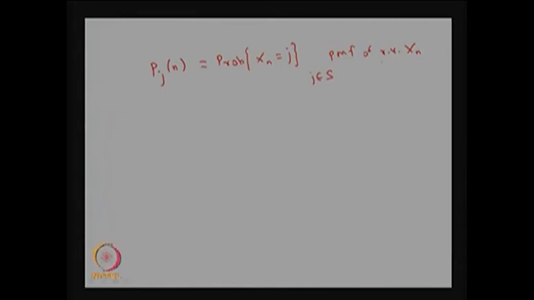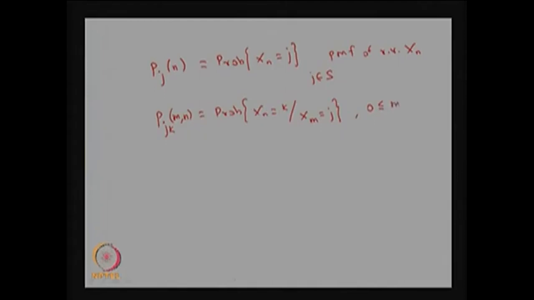This is the probability mass function of the random variable X_n. Similarly, I am going to define the conditional probability mass function as p_jk of n. That is nothing but the probability that X_n takes a value k, given that... I need two indices here, with the two variables m comma n. What is the probability that X_n will be in state k, given that X_m was j?